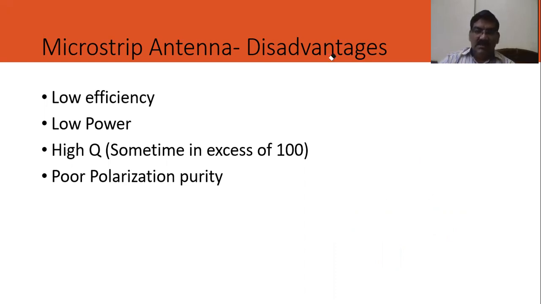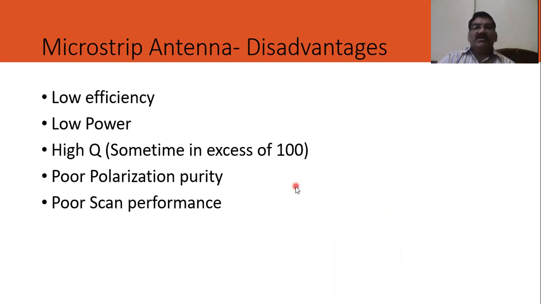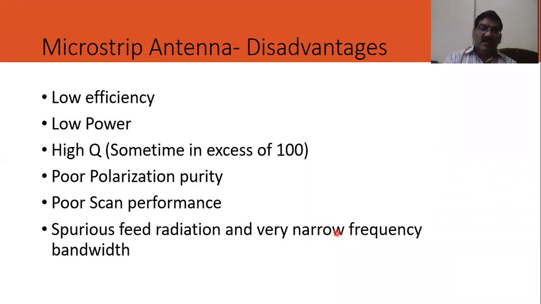Then poor scan performance. Scanning antennas, some antennas maybe your radar antennas, are used to scan a target. Generally the parabolic reflector antennas are used. So this microstrip antenna has poor scanning performance to track a target. So this is one of the disadvantages. Then spurious radiations and very narrow frequency bandwidth, that I told previously.